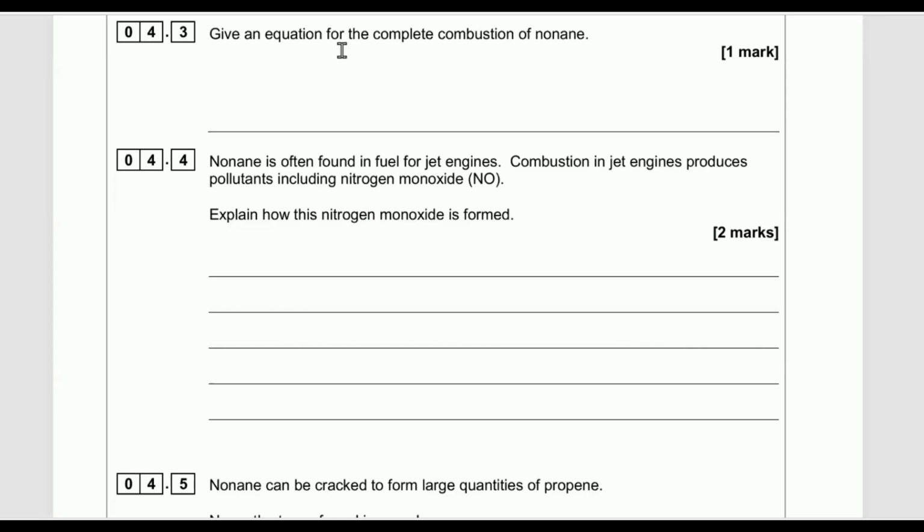Okay, 4.3, give an equation for the complete combustion of nonane. These are the easiest equations in the world, combustion equations. So nonane, as far as we were concerned, was C9H20. Combustion is complete, so we need oxygen. And complete combustion always, if it is of a hydrocarbon, produces carbon dioxide and water. So all I need to do now is balance it.